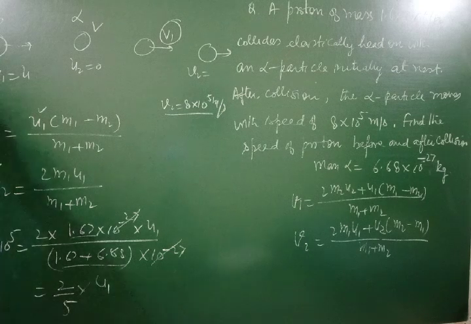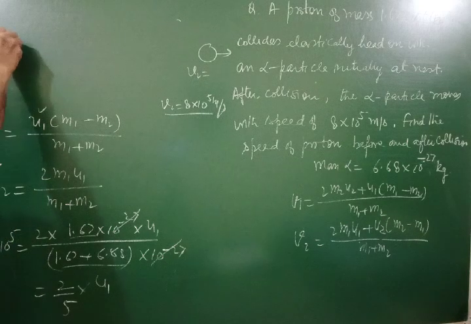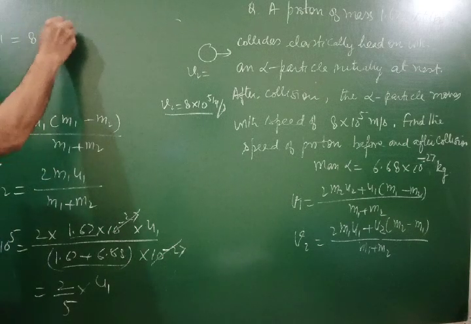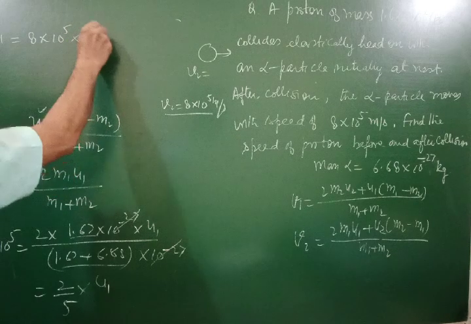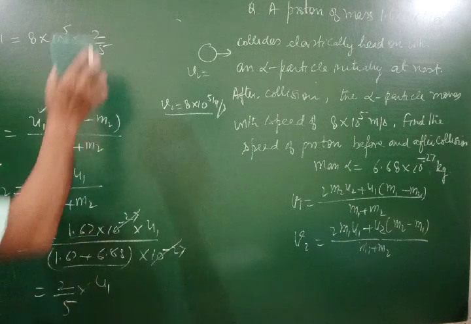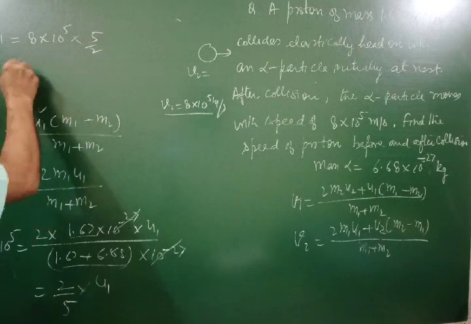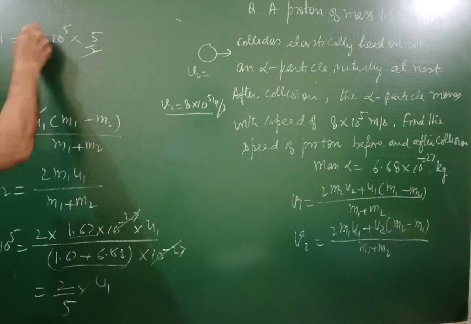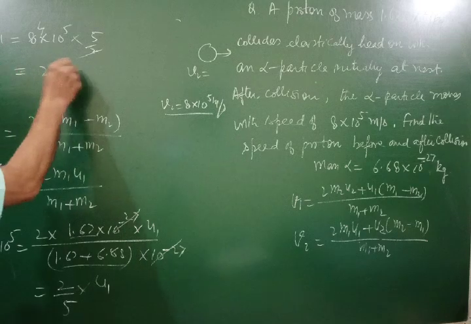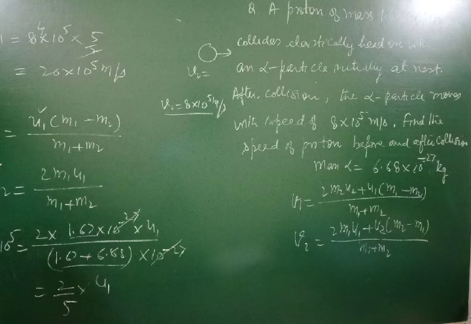So what is u1 now? u1 is equal to 8 × 10^5 times 5 upon 2. That's all. It is multiplied by 5/2, so 4 times 5 is 20. It is 20 × 10^5 meters per second, which was the speed of the proton before collision.